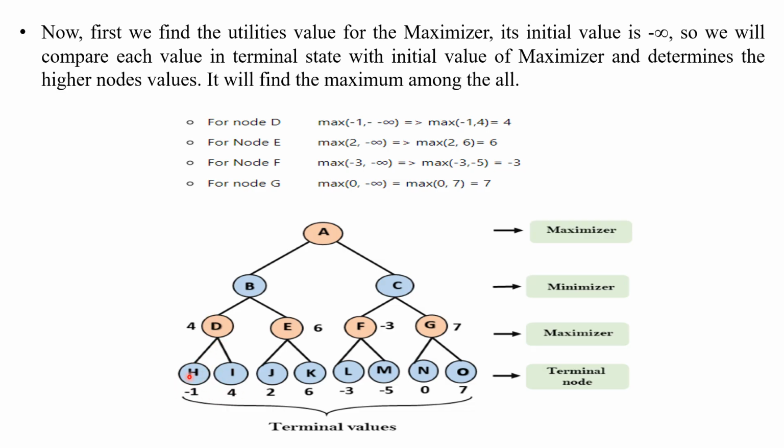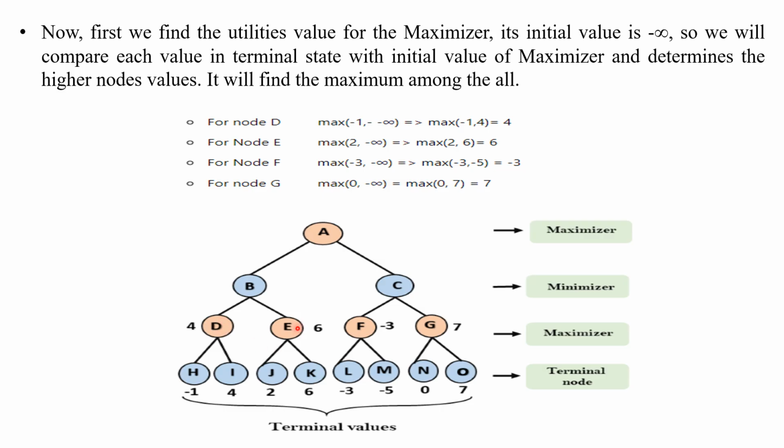How do you find the maximum value? First we compare this value with the maximum value, which is minus infinity. Minus 1 is compared with minus infinity, so the maximum is minus 1. Then minus 1 is compared with 4. Out of these two, the maximum value is 4, and that will be returned to node D.